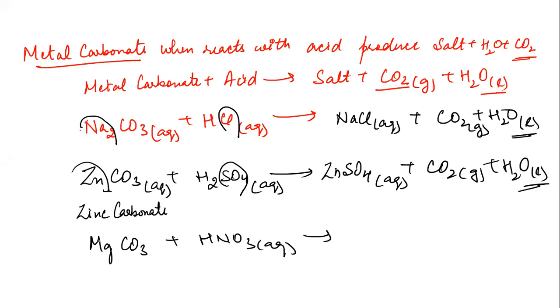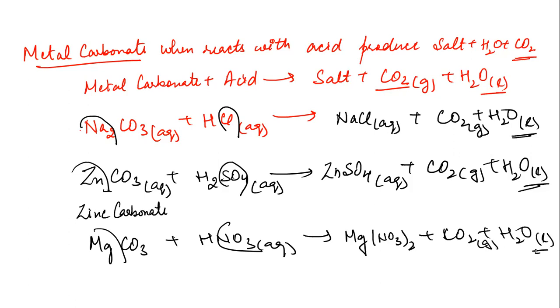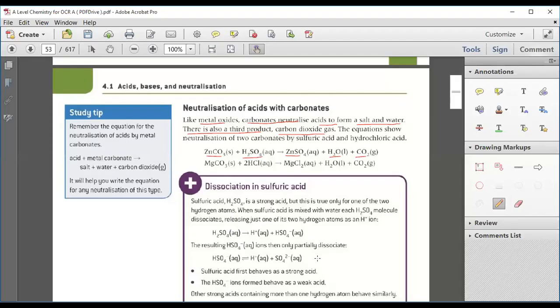Okay, see, magnesium nitrate: Mg(NO3)2 plus CO2 plus H2O. Got it, clear? Any doubt? It's the same structure for these metal carbonates. Everything is the same. Fine?